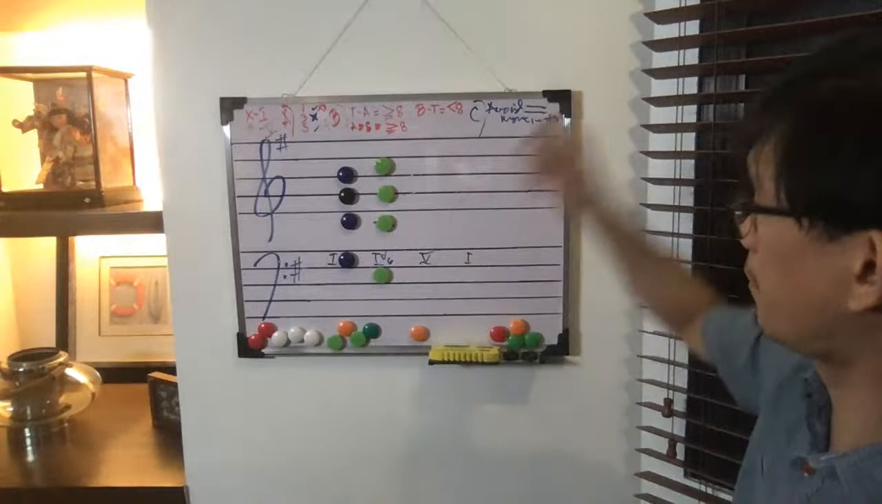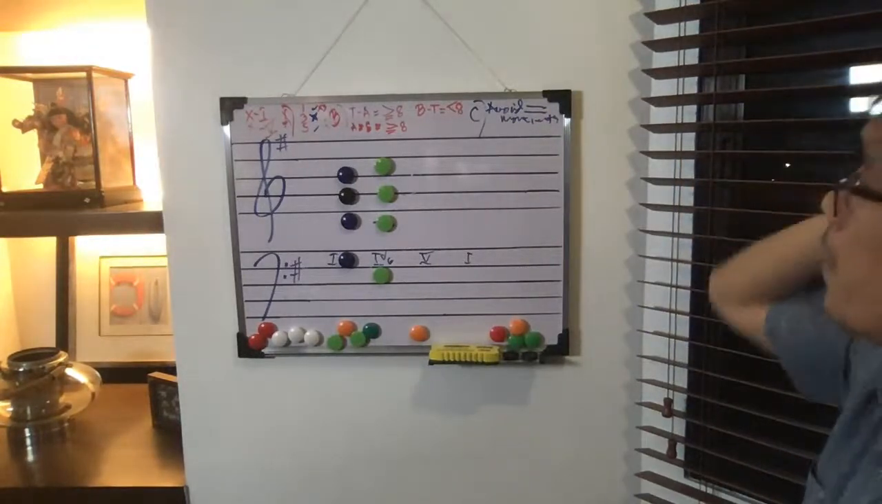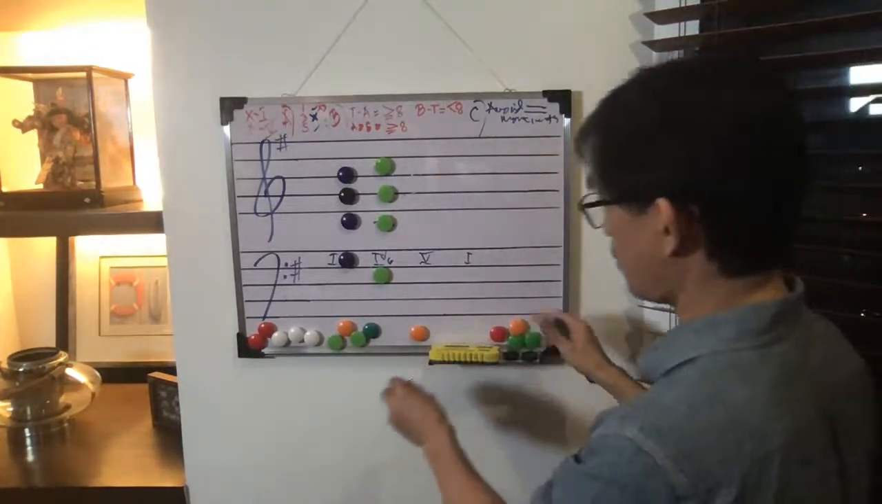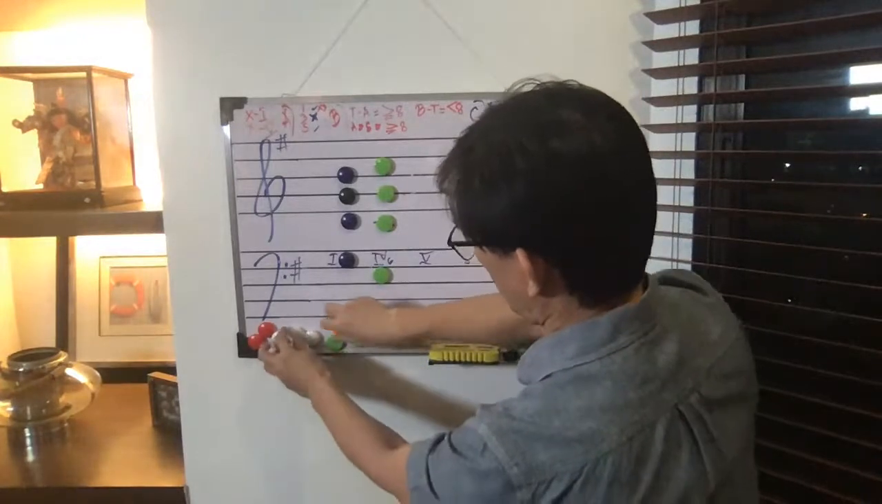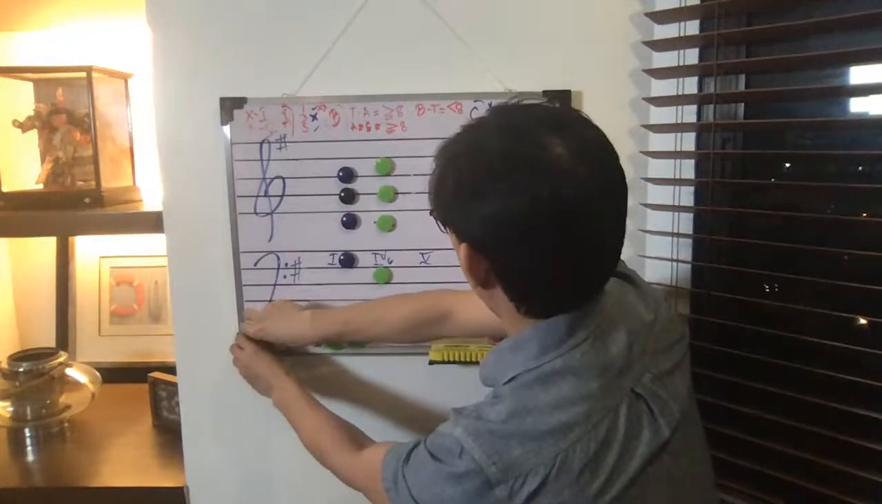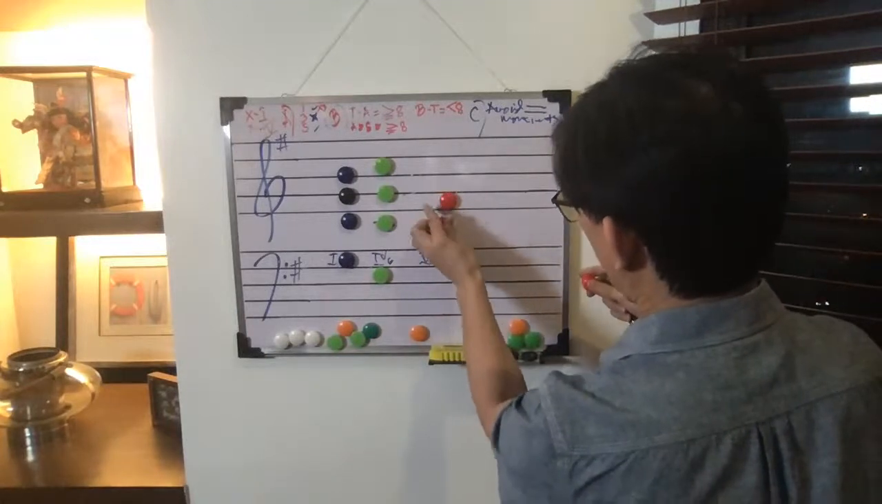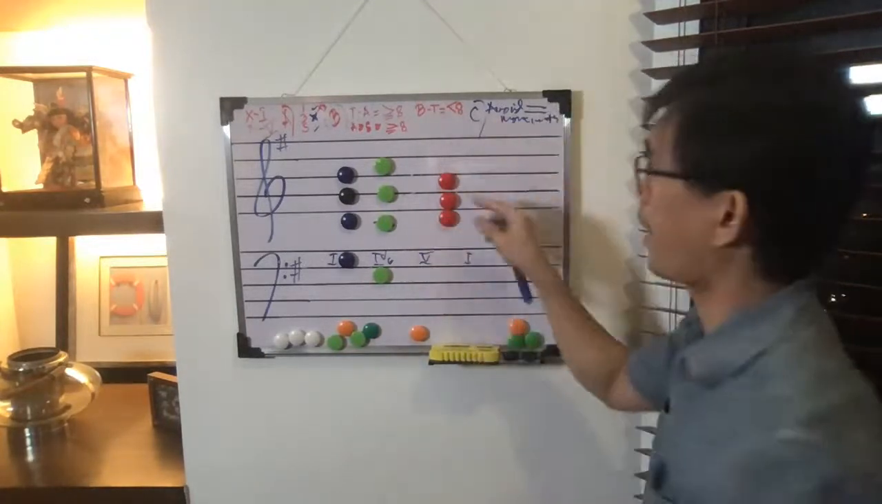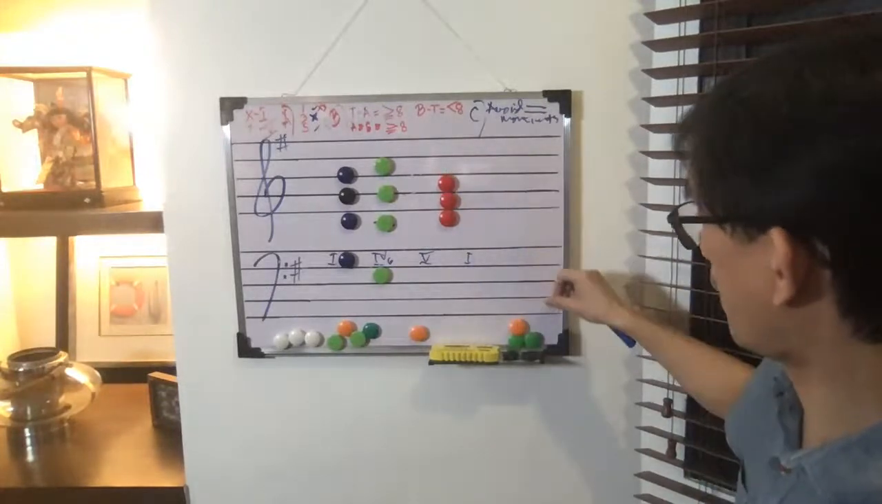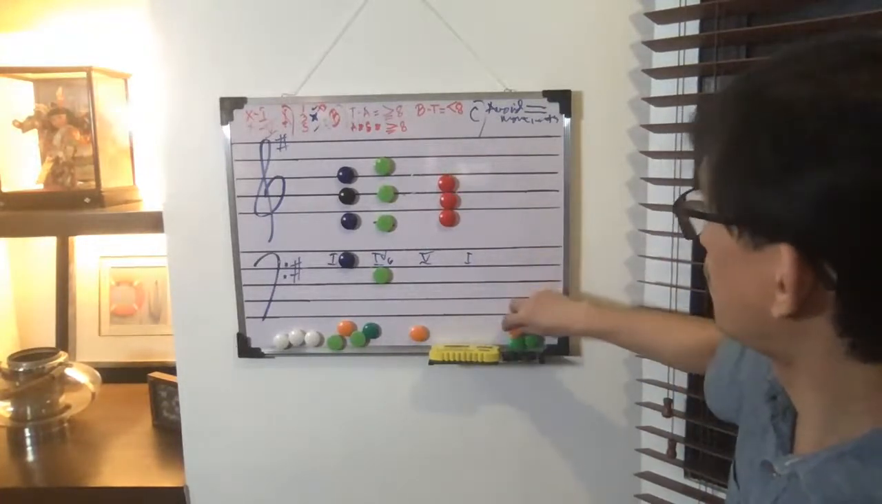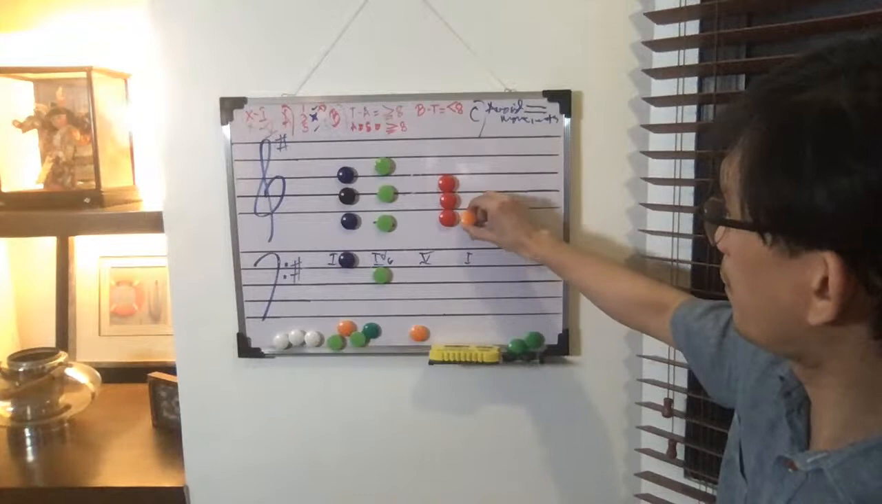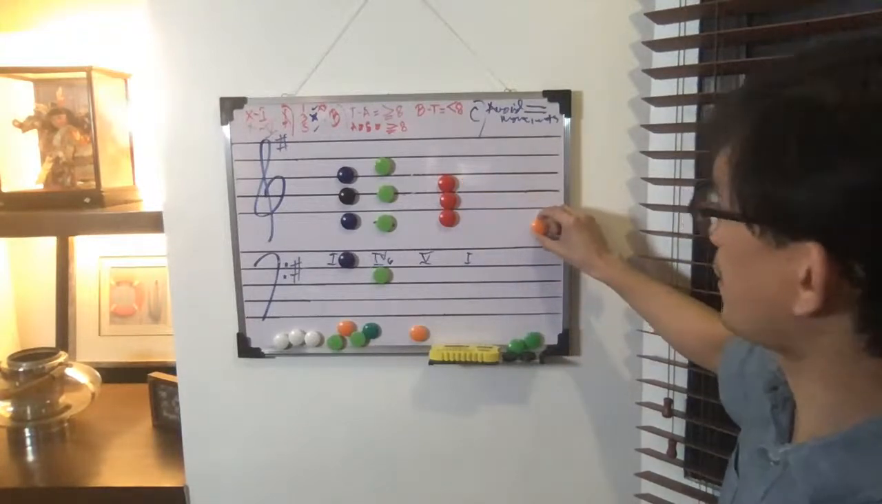Now, dominant. What is the dominant of G or of this chord? Let's use the red ones. D, F sharp, and A. And then you can double this one or that one.